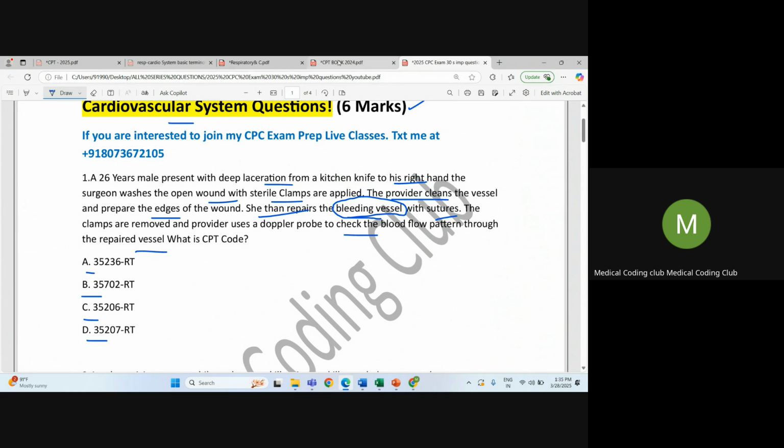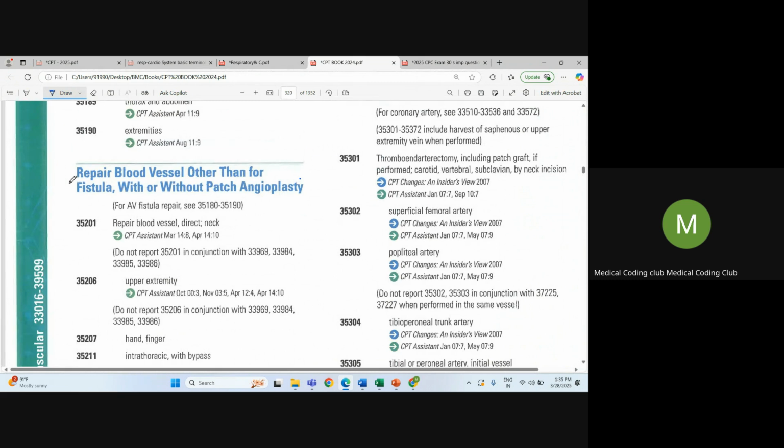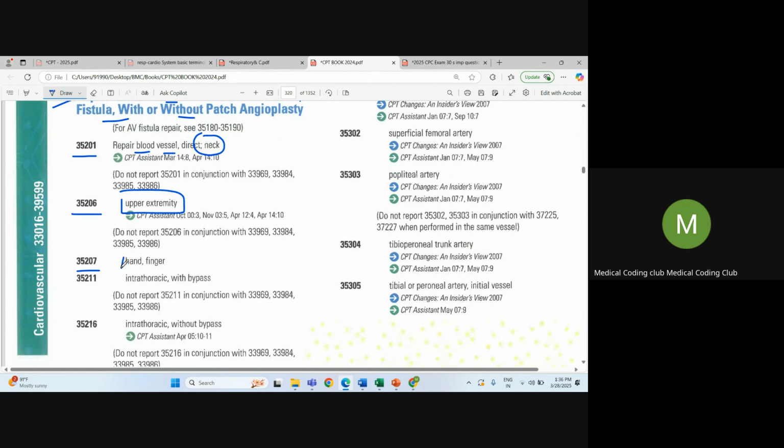I'll show it through the book. You can see here, repair blood vessel other than fistula, with or without patch angioplasty. 35201 is repair of blood vessel, the location is neck. 35206 is for upper extremity, and 35207 is hand or finger. 35211 is intrathoracic with bypass.